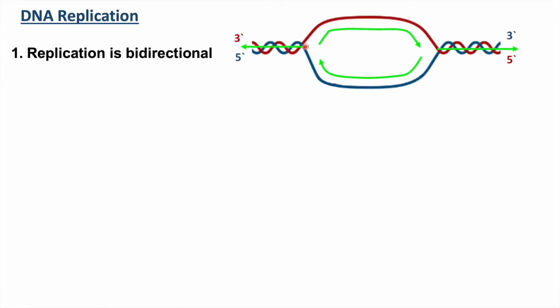First, replication is bidirectional. What I mean by that is, if you know the DNA strands, they run anti-parallel. So these are our two original strands, one in red and one in blue. They run anti-parallel, so when new strands are synthesized, the new strands here in green color will also be synthesized in opposite directions. That's why the replication is bidirectional. And just to mention here, these original strands are called parent strands, and the new strands which are being formed are called daughter strands.